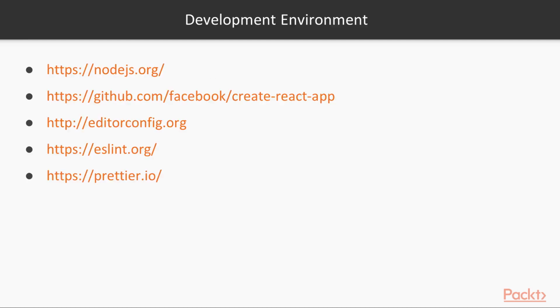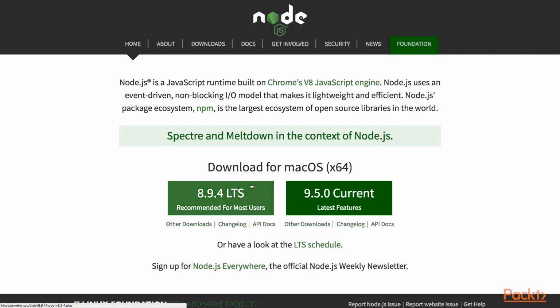First, we will have to install Node.js. When I open this page, you find that there are two versions, the 8.9 LTS and the 9.5. For us, Node version 8 is fully sufficient, and we will stick with this version because it's stable and tested, and it has all the features we need for our development.